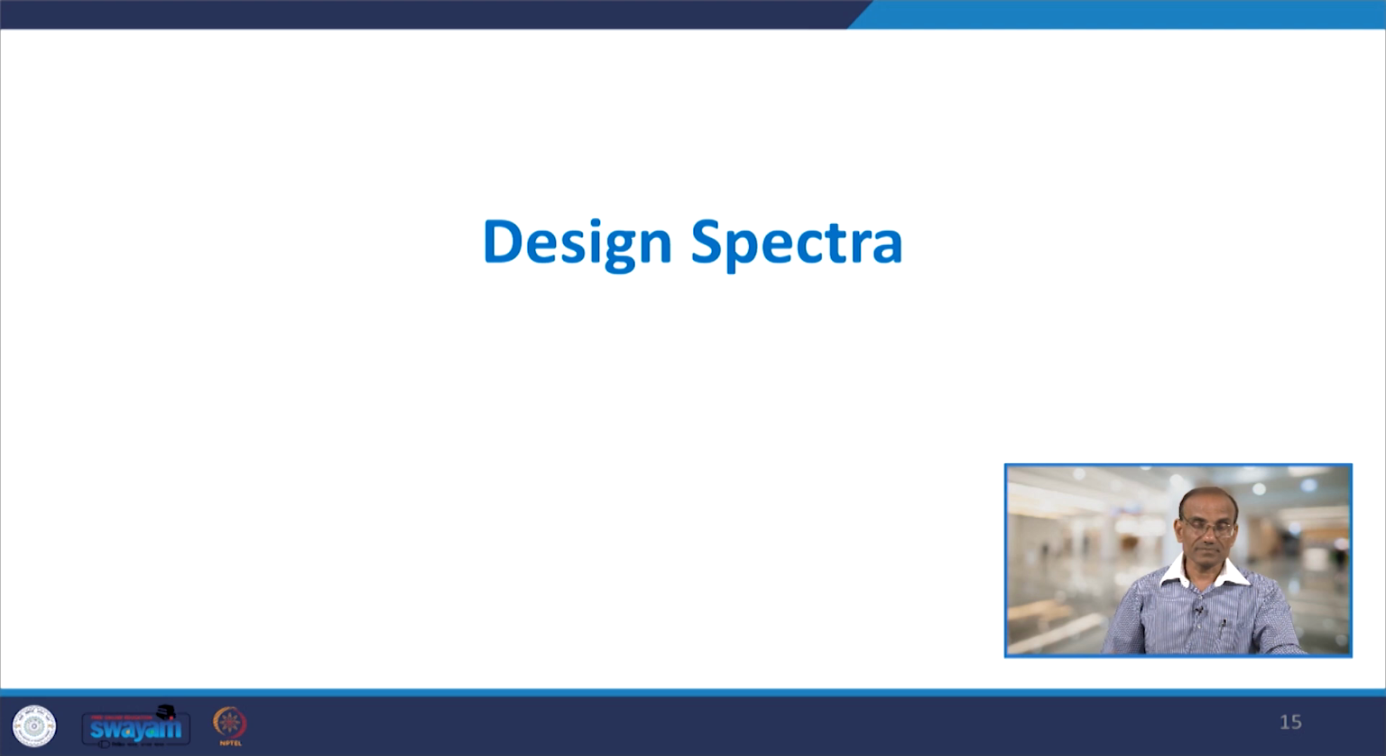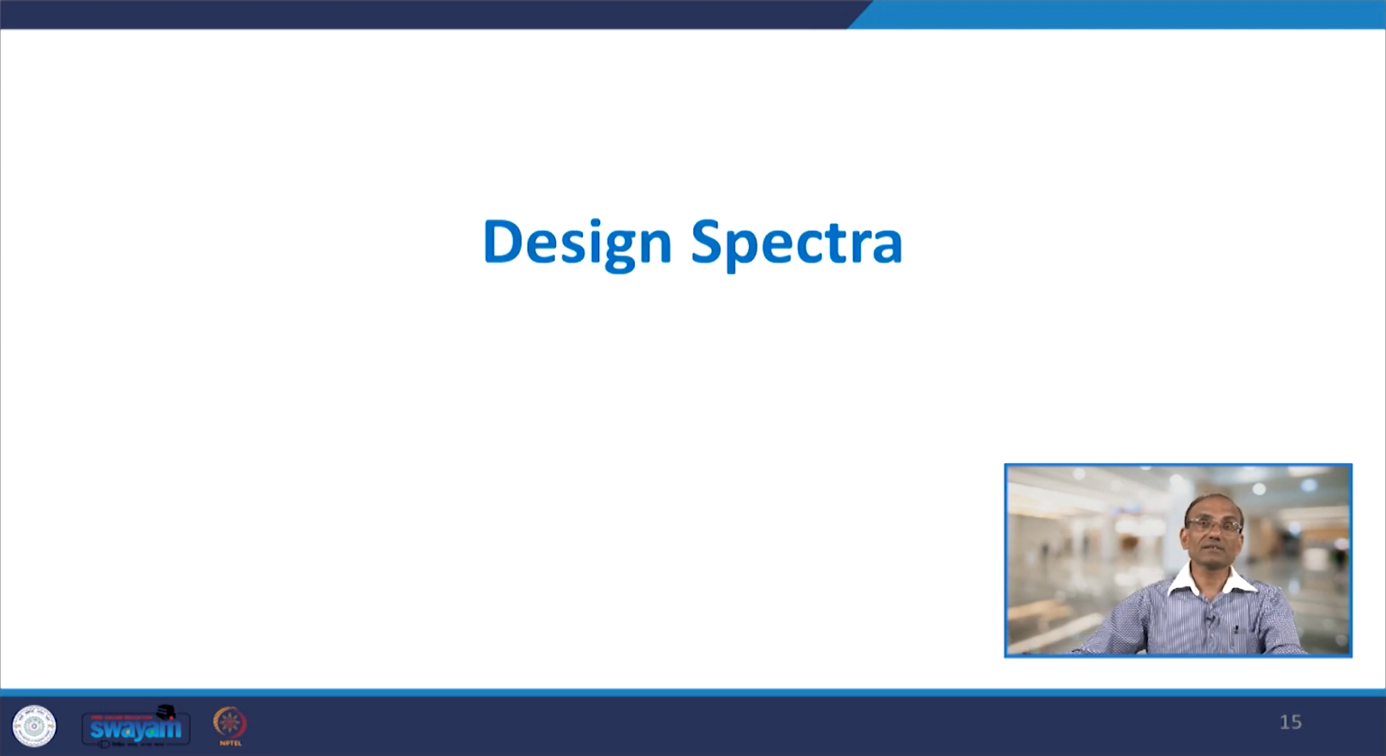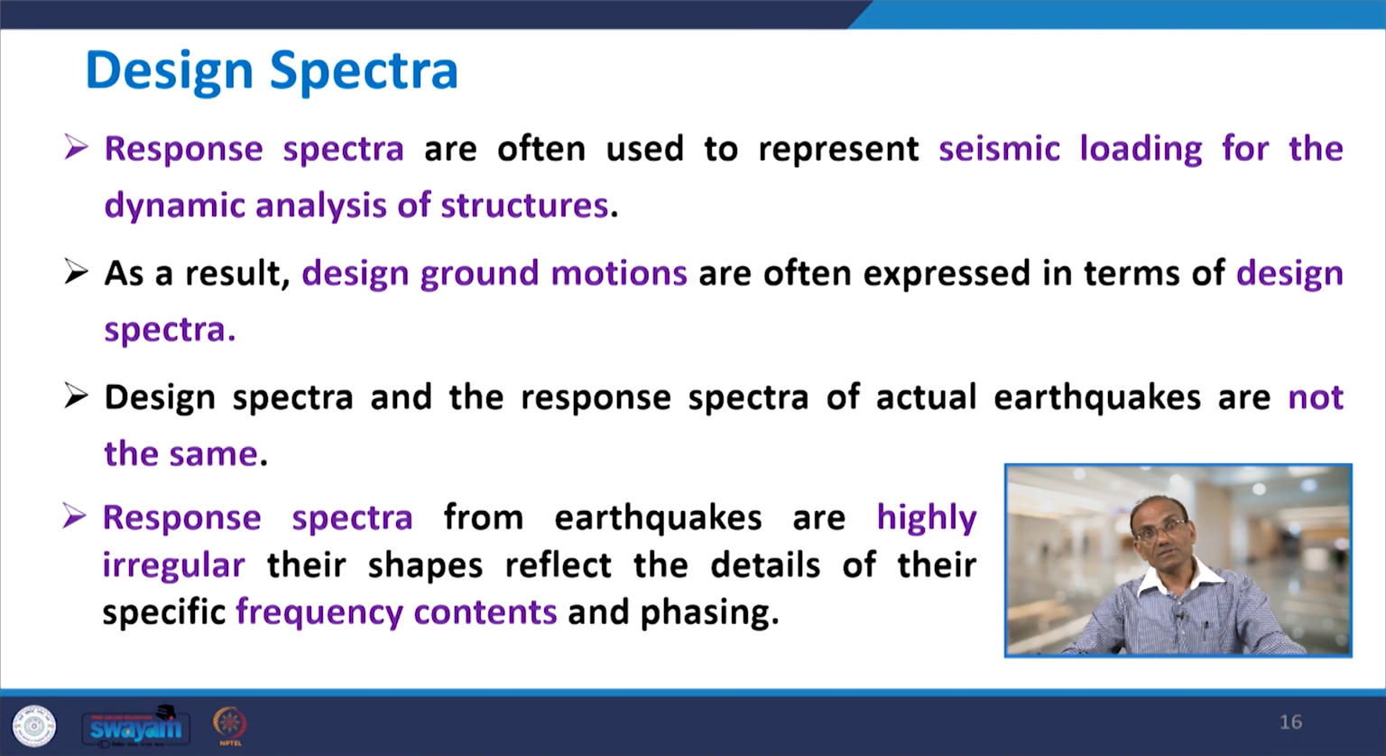So, this was about design earthquakes. Now, the second part is design spectra based on the design. As for the design spectra, there are two types of spectra. One is called response spectra and another is design ground motion. The response spectra are often used to represent seismic loading for the dynamic analysis of structure.